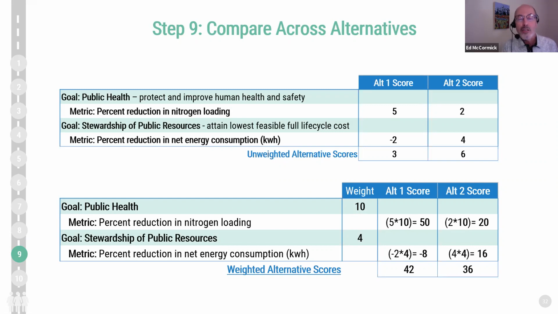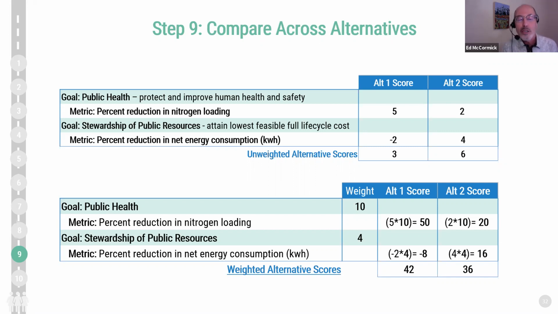So you take that score for project alternative one, the score of 5 unweighted, and you multiply it by 10 to get an alternative one score of 50 for percent reduction in nitrogen loading. Whereas your alternative two, this is your side stream nitrogen removal, you're getting a score of just 20 because the weighting is 10, but the unweighted score was 2.